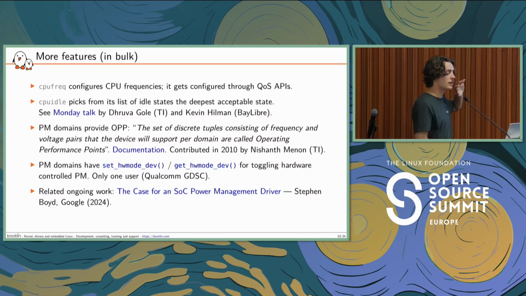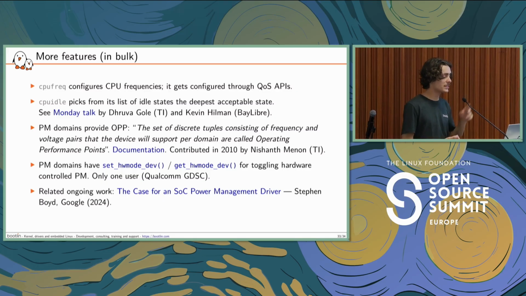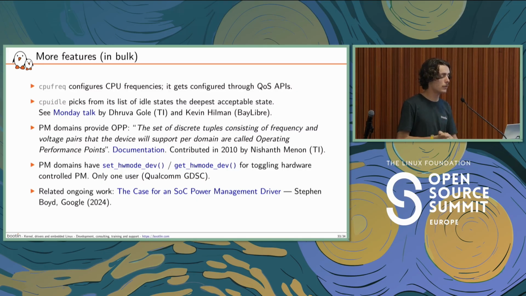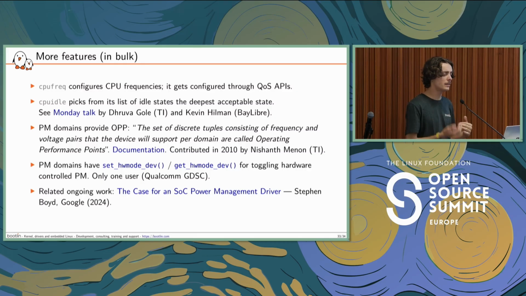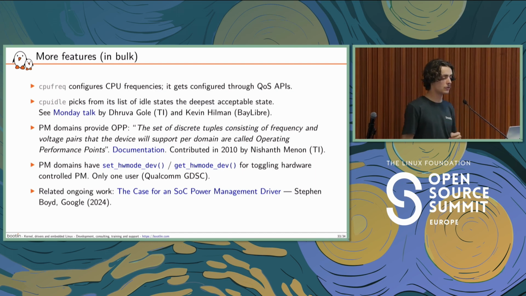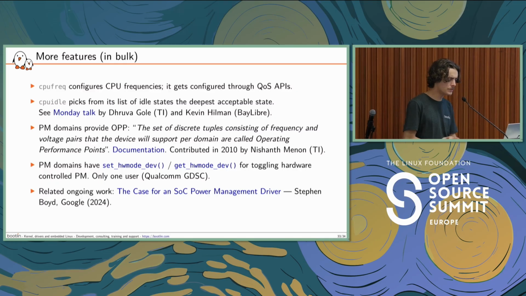Some more features. This is a big list. CPU freq, CPU idle, I didn't want to cover because this is not a per device thing. There's a great talk, CPU idle, from Dhruva and Kevin that was done on Monday. So you know my slides were done since then. You also have PM domains that are OPP, so that's whenever you want to do throttling on your frequency and voltage. So if you care about that kind of thing, go and grep for OPP inside the kernel, and you have the documentation link contributed by TI a few years ago.